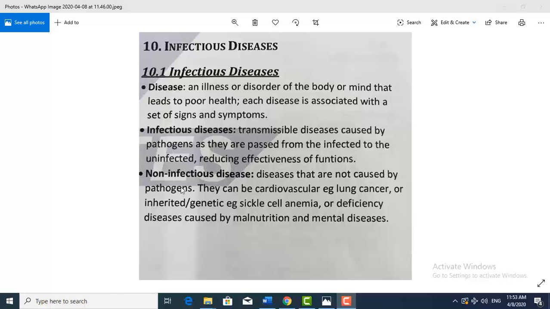This is the difference. And they can be cardiovascular, that means a disease related to the heart or the circulatory system. Example, it could be lung cancer, or inherited or genetic, like sickle cell anemia, or a deficiency, a lack disease, for example malnutrition, or mental disease. Okay?